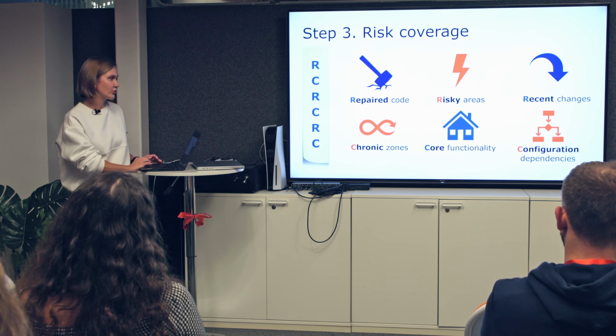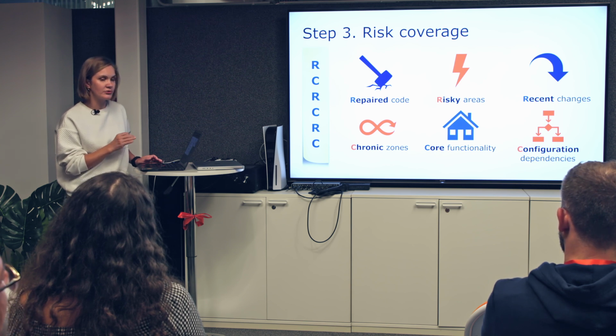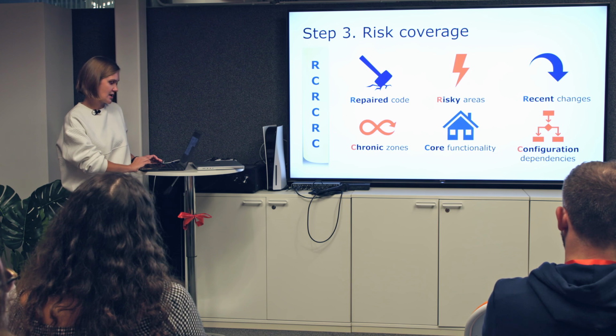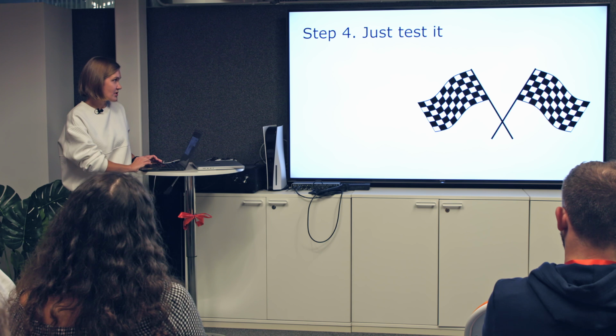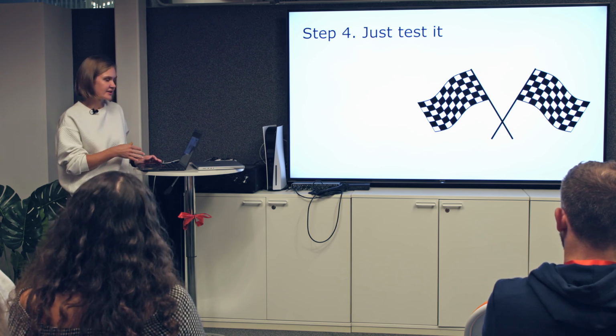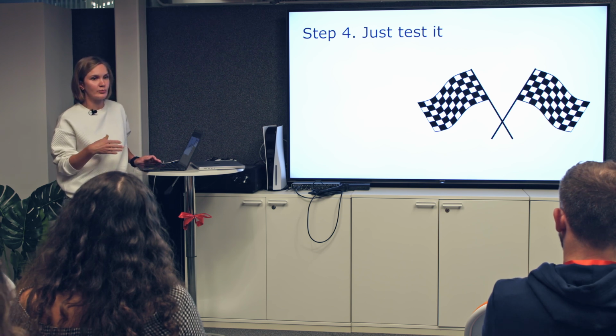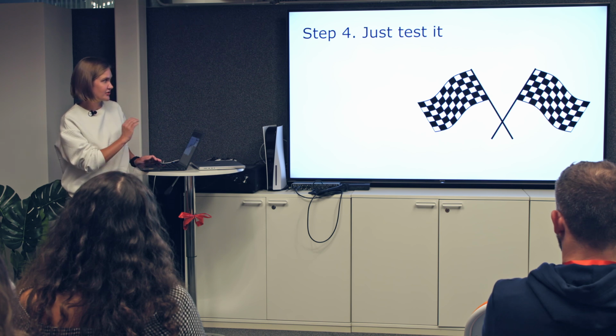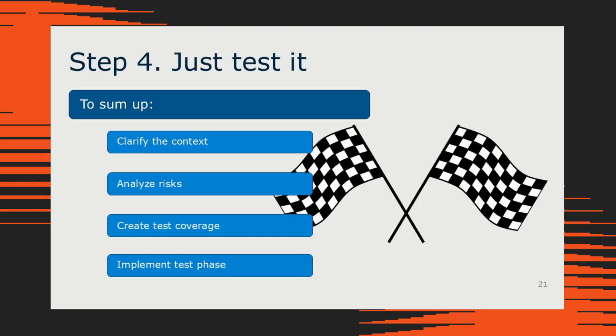We have to check code that depends on configuration, and also here we could think about tests for production. When the application with these changes goes to production, for refactoring cases we sometimes have to think about tests after delivery. So we create this test coverage, and we could implement it as a test scenario or test run, test cycle, checklist, whatever form you could apply for your application. Just take this test scenario and go through all these steps. And I think step 4 is just test it, and it's the easiest step in this list. So to sum up this algorithm: clarify the context, analyze risks, create test coverage, and implement the test phase.